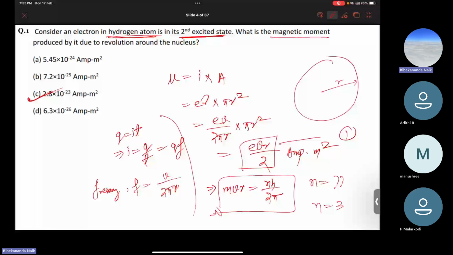So since we don't have any information, we only have the value of n, so we will assume that the orbit of the motion of the electron is circular. Then we will solve it.